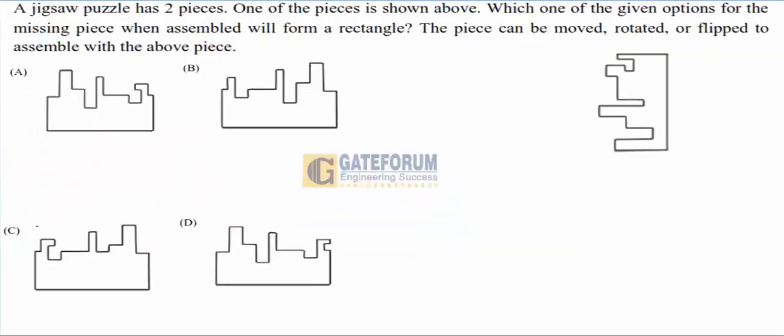A jigsaw puzzle has two pieces. One of the pieces is shown above. It is this one. This is the one that is shown. Which one of the options, for the missing piece, when assembled will form a rectangle? So which one of the options forms this? Let us check.